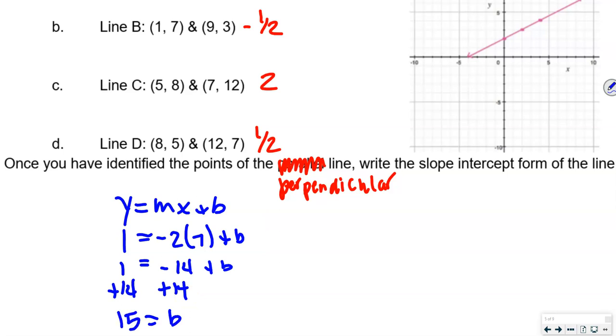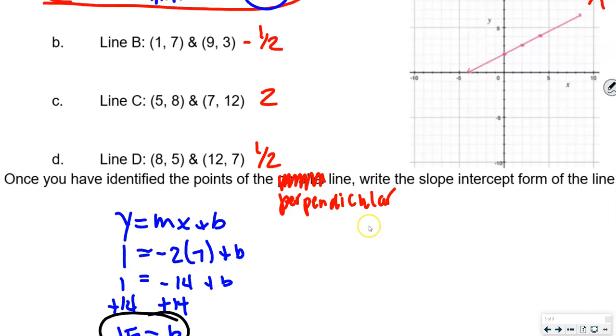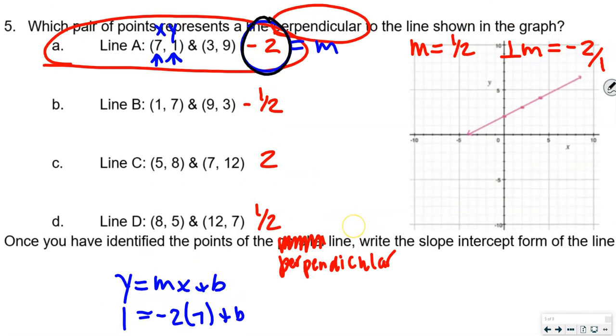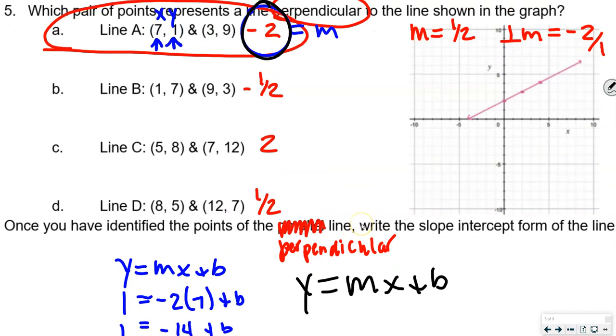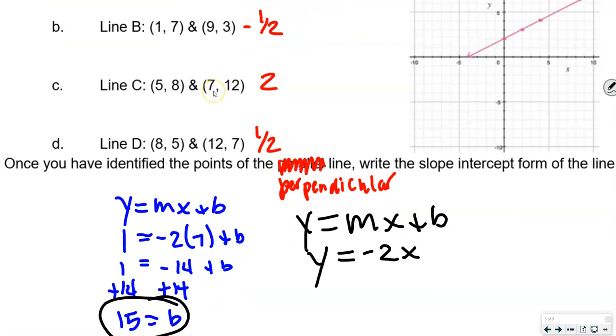Now once again, we're going to substitute that b and our m up there, which was -2, into the equation y equals mx plus b. Okay, so our y is equal to just y, right? Because the equation is going to have y in it and it's going to have x in it. Our m is -2, right? And our b is 15. Okay, so that is the answer right there.